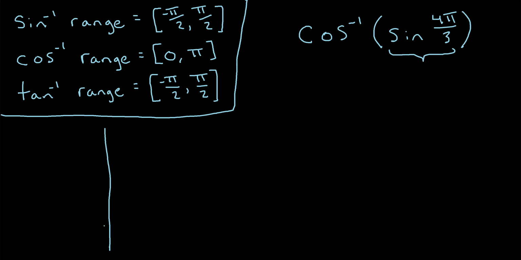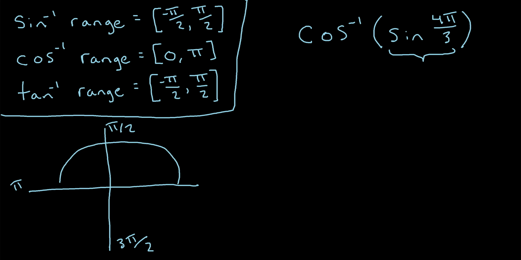Well, if we draw our unit circle and we sketch 4 pi over 3, remember this is pi over 2, this is pi, this is 3 pi over 2. The angle 4 pi over 3, if we were to draw that, would land somewhere over here. So it's greater than pi, but it's not quite as big as 3 pi over 2. So here's 4 pi over 3.